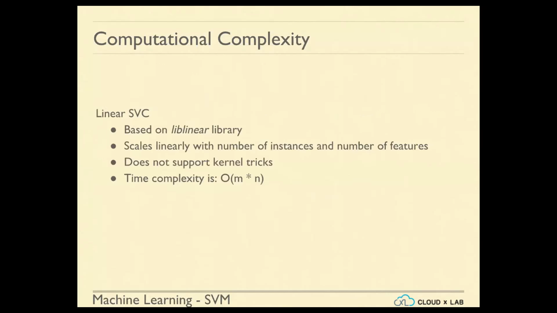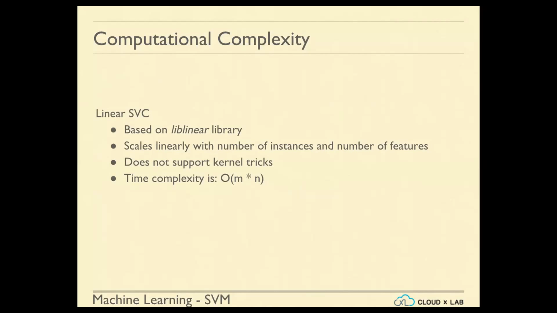Linear SVC is based on the liblinear library and scales linearly with the number of instances. So if you have just too much training data and you want to do the classification, you should choose the linear SVC first.